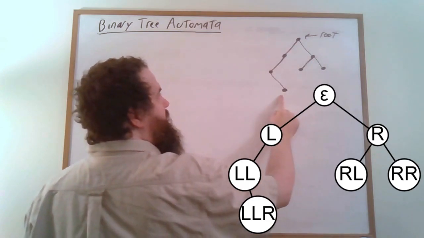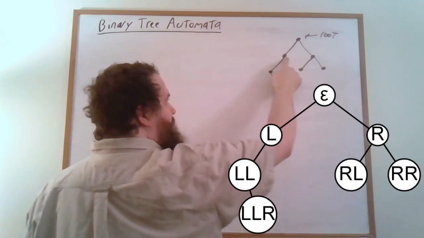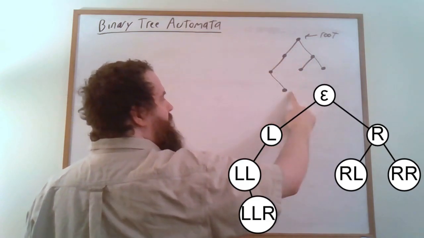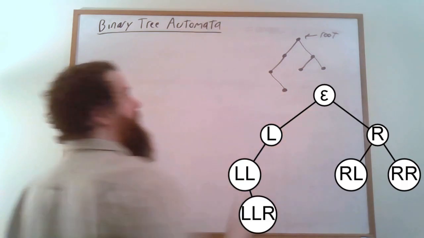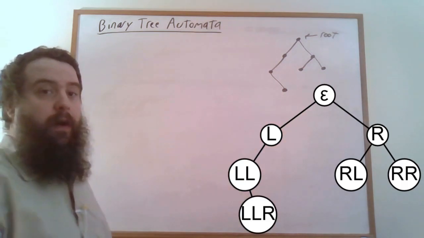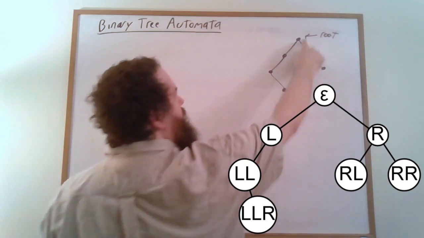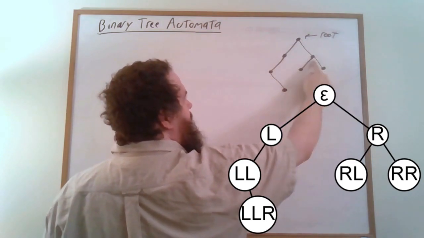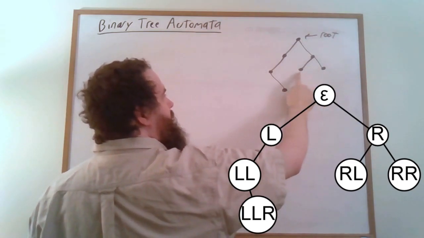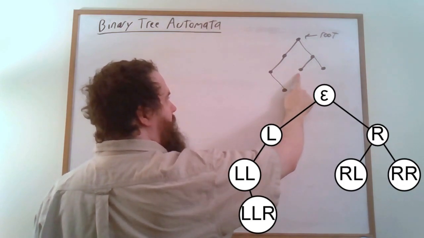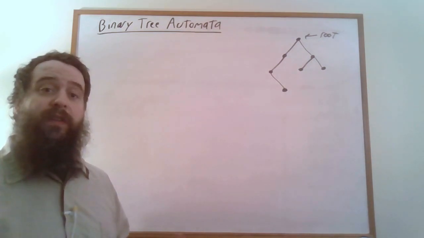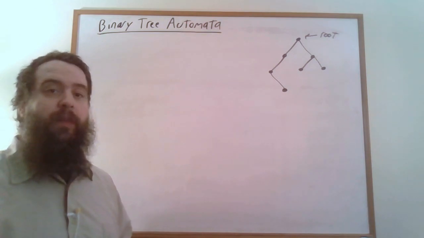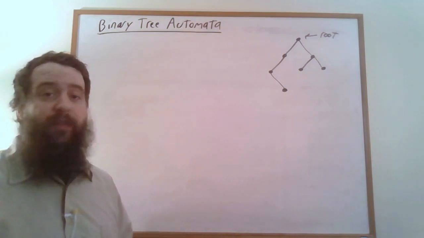But to get to this node, we go to the left child, and then to the right child. So this node corresponds to the sequence LLR. To get to this node, we take the right child and then the left child. So this corresponds to the sequence RL. And again, we're going to want to label all of the points of the tree with characters from some finite alphabet.